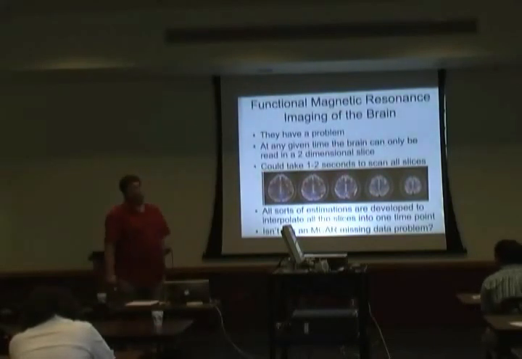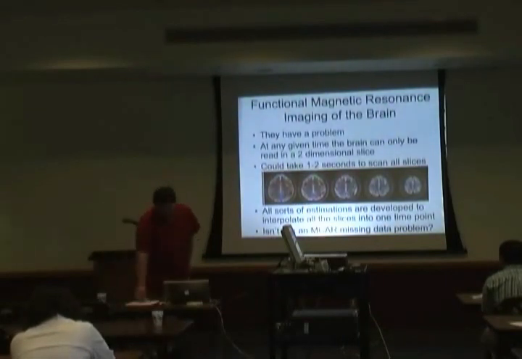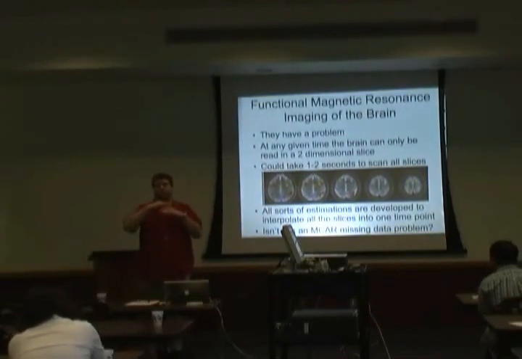And I came across one of these situations, and we were looking at fMRI imaging of brain activity, functional magnetic resonance imaging of the brain. One of the problems they face is that at any given time, they can only look at a slice of your brain. They cannot look at the whole thing.